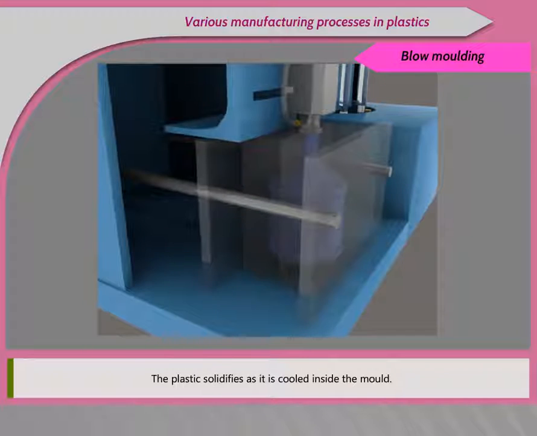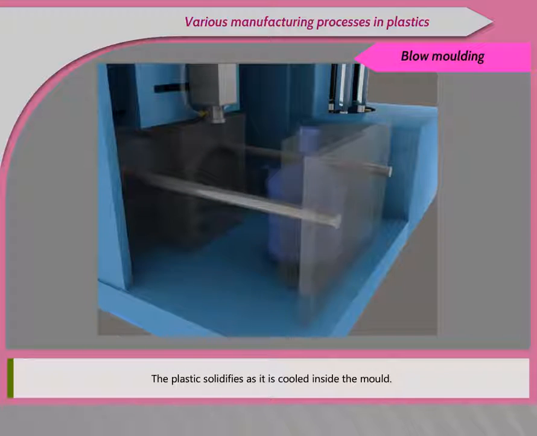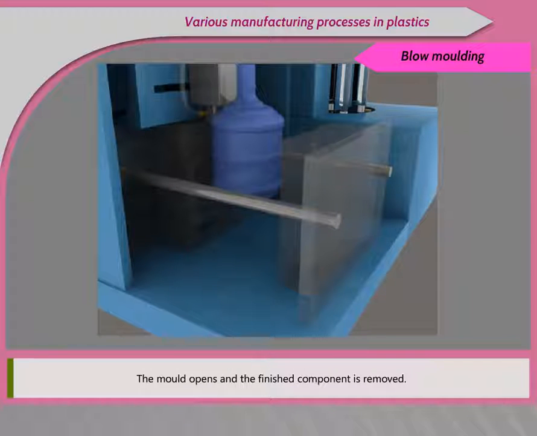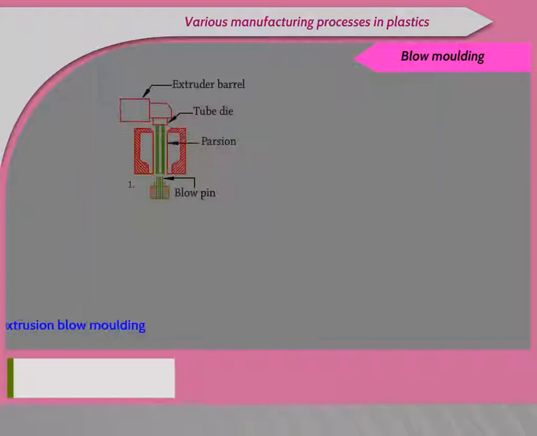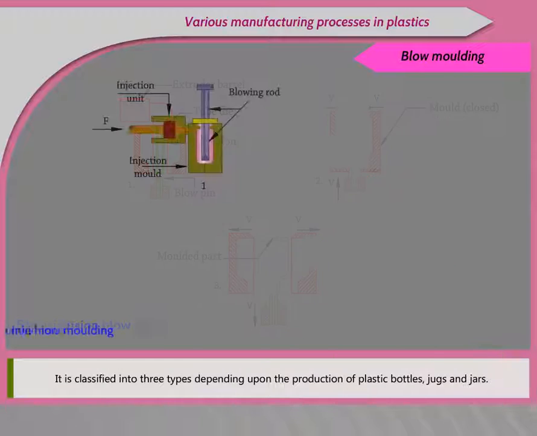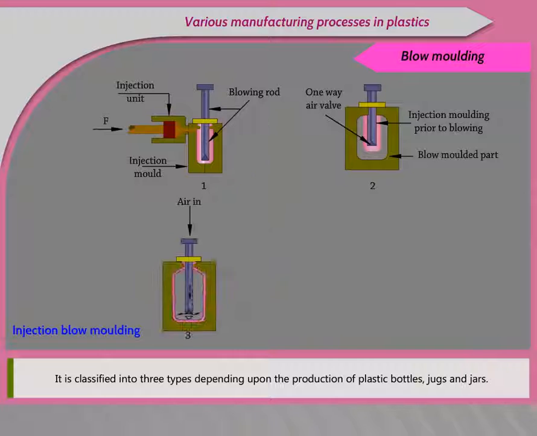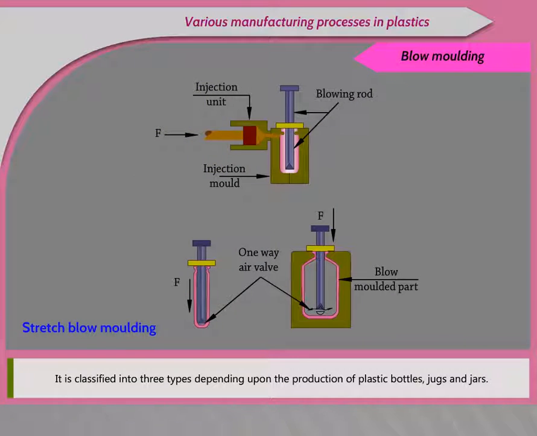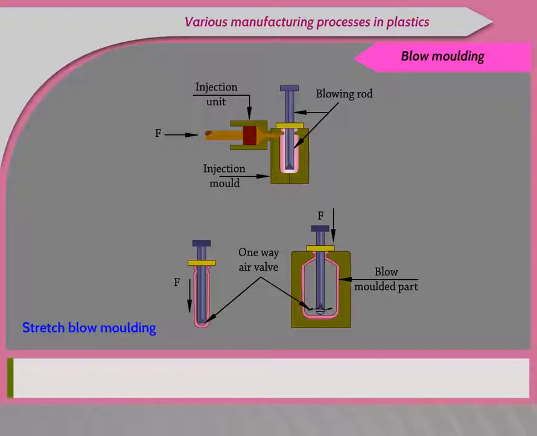The plastic solidifies as it is cooled inside the mold. The mold opens and the finished component is removed. It is classified into three types depending upon the production of plastic bottles, jugs, and jars.